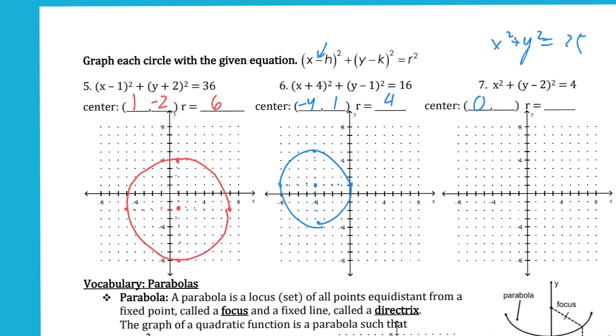Y is going to be minus 2, so we're going to put a positive 2. The radius would be the square root of 4, which is 2. So 0, 2, and then you just go up 2, right 2, left 2, down 2, and you draw your circle, okay? So there you go.